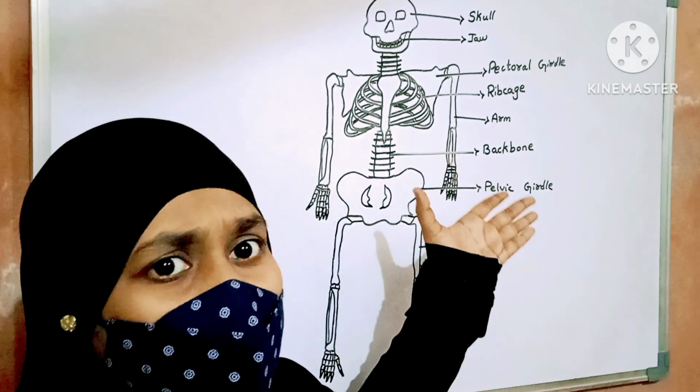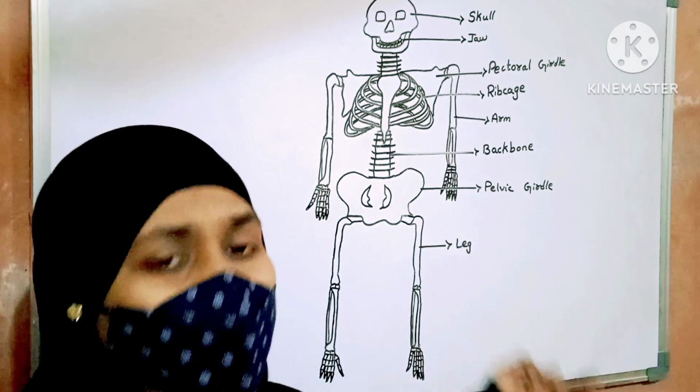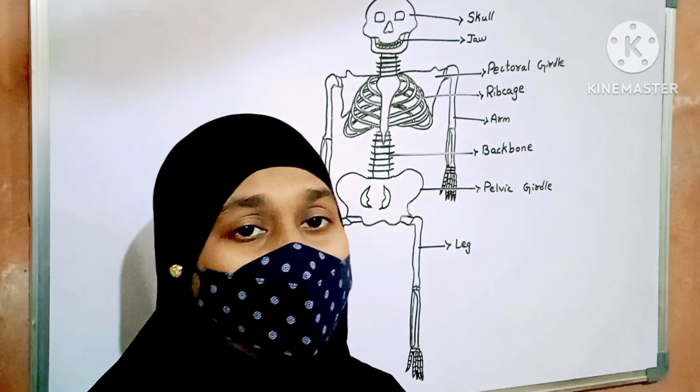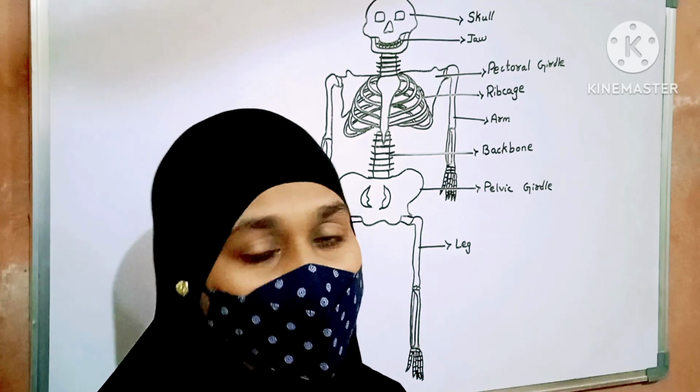What is the use of this rib cage? They protect the important inner organs, that is the lungs and the heart.